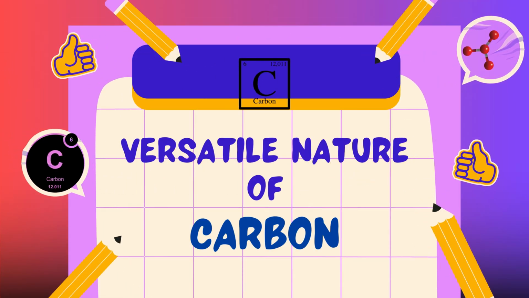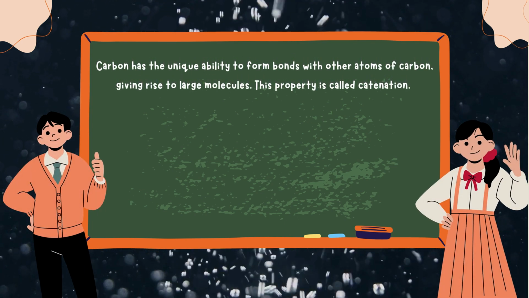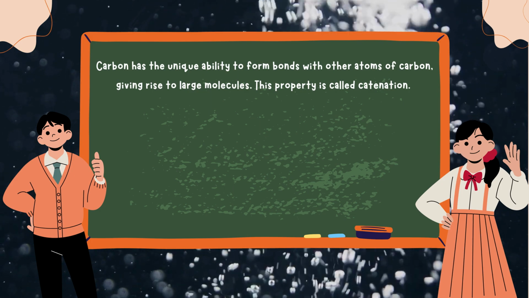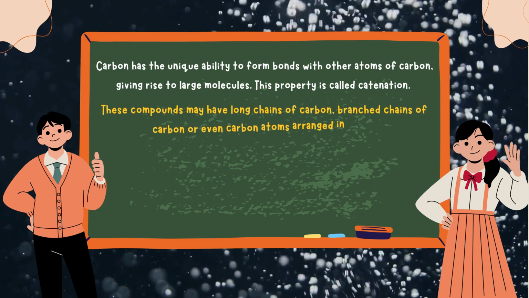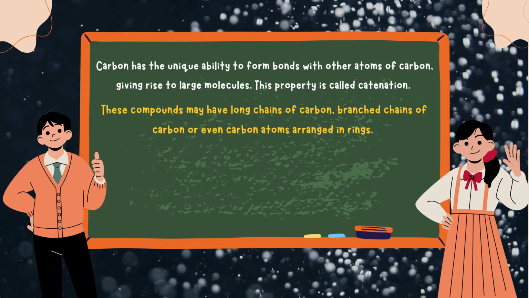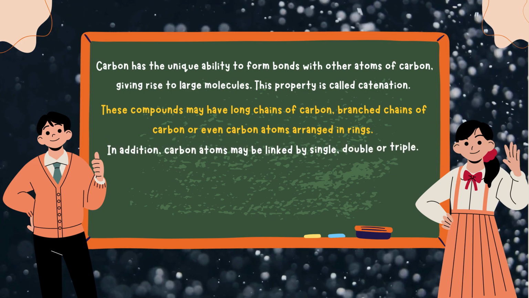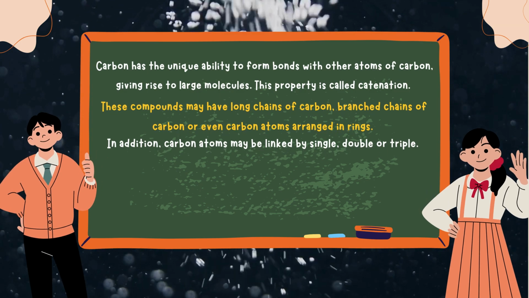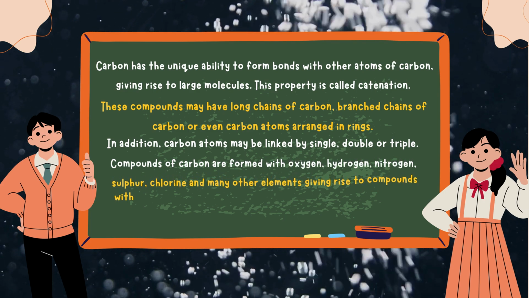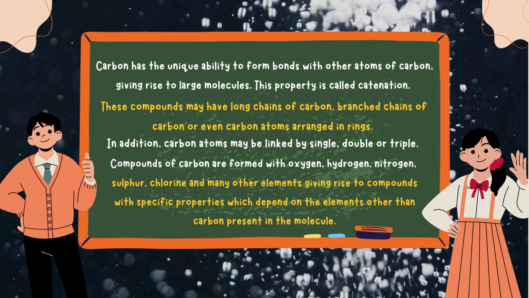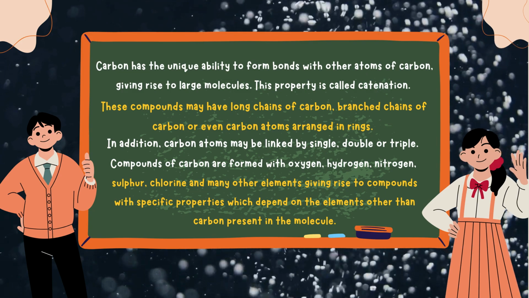Versatile nature of carbon. Carbon has the unique ability to form bonds with other atoms of carbon, giving rise to large molecules. This property is called catenation. These compounds may have long chains of carbon, branched chains of carbon, or even carbon atoms arranged in rings. In addition, carbon atoms may be linked by single, double, or triple bonds. Compounds of carbon are formed with oxygen, hydrogen, nitrogen, sulfur, chlorine, and many other elements, giving rise to compounds with specific properties which depend on the elements other than carbon present in the molecule.